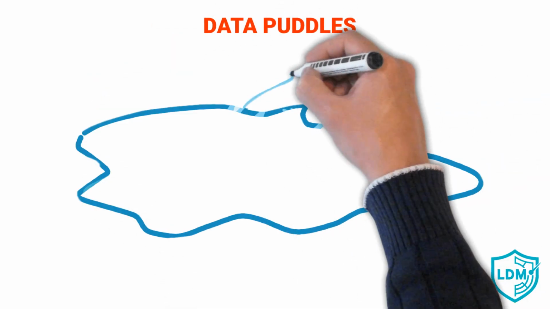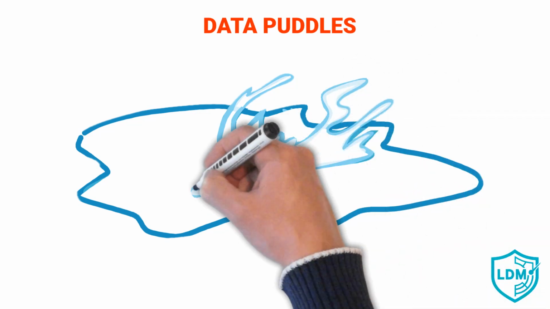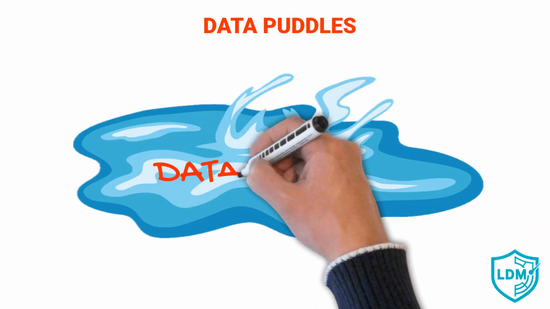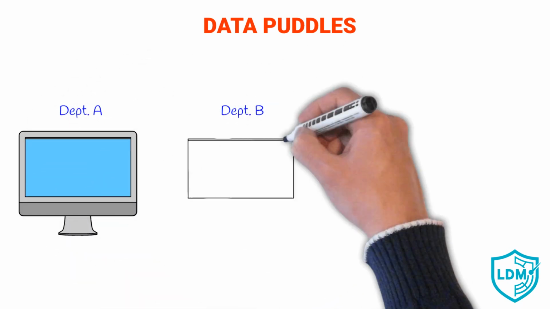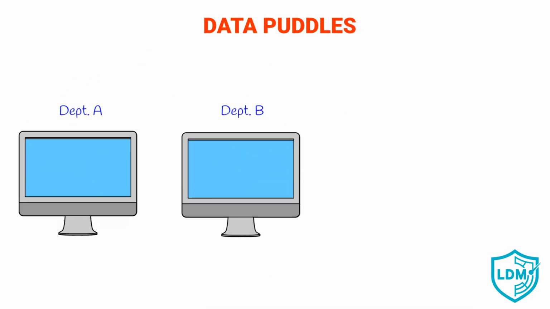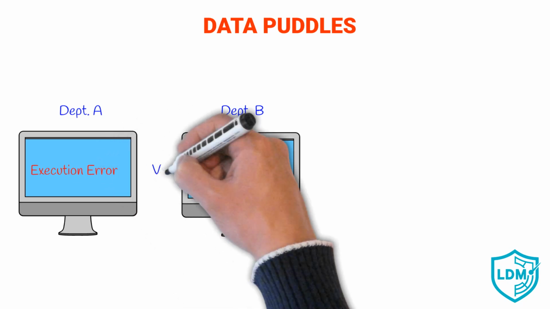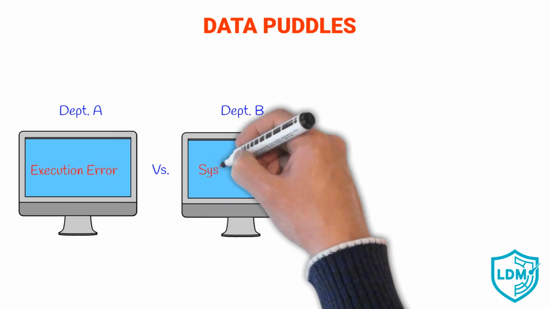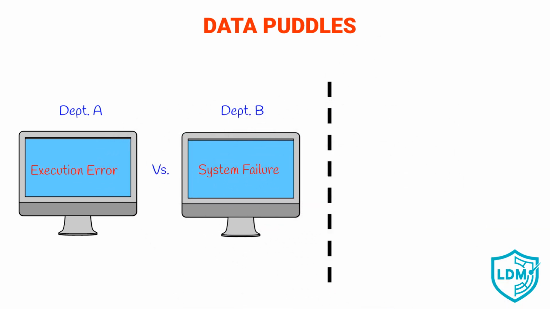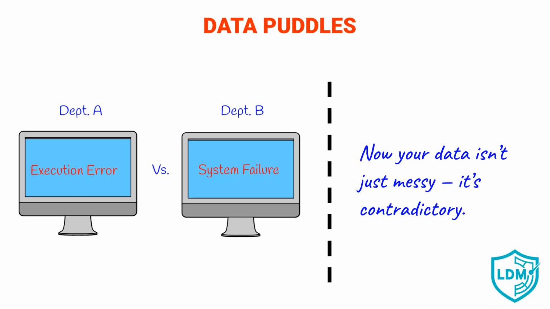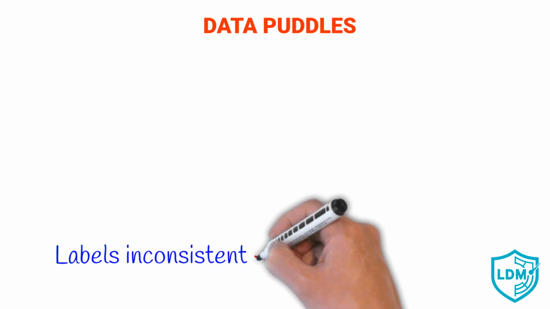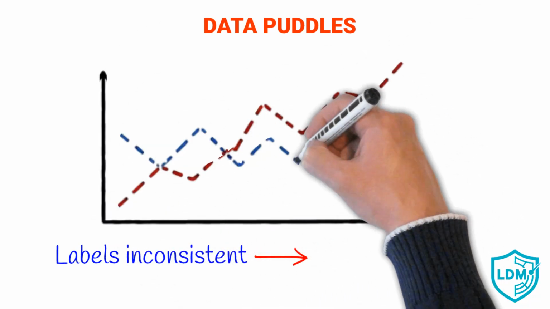Inside your operational data, there's another failure. I call it a data puddle. The same event gets labeled differently. One team calls it an execution error. Another calls it a system failure. Now your data isn't just messy, it's contradictory. And if your labels aren't consistent, your trends aren't real.